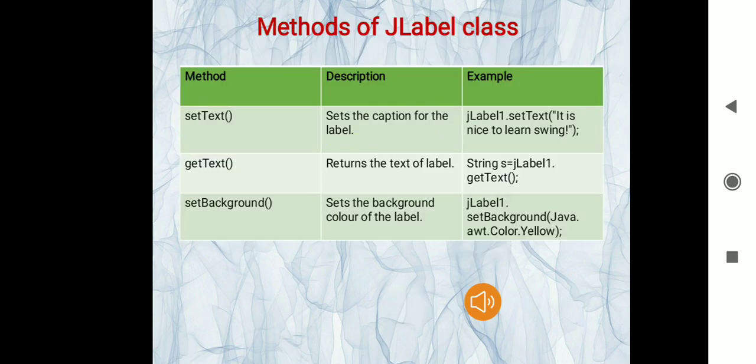Some commonly used methods of the JLabel class are: the first one is setText, which sets the caption for the label. Now, if you wish to set the caption for the label as "It is nice to learn swing," then write the Java statement as JLabel.setText, then within brackets and inverted quotes type "It is nice to learn swing."